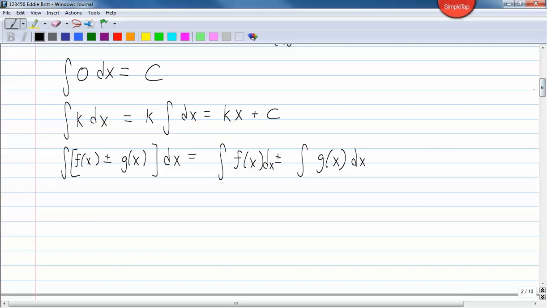Alright, the power rule, or the integral of x to the n power dx, is equal to x to the n plus 1 power divided by n plus 1, plus c. So add 1 to the power, divide by the new power.